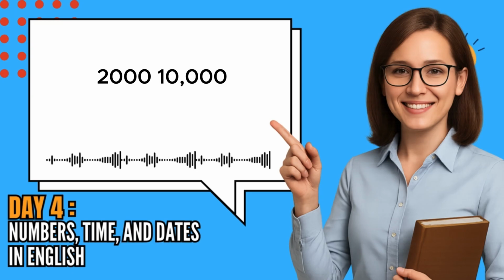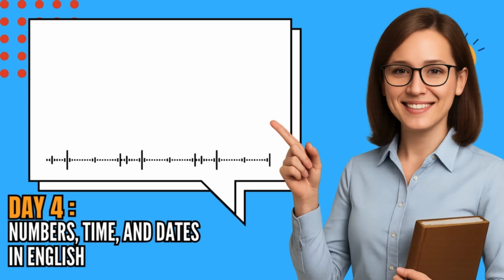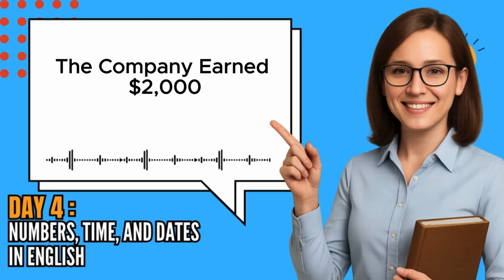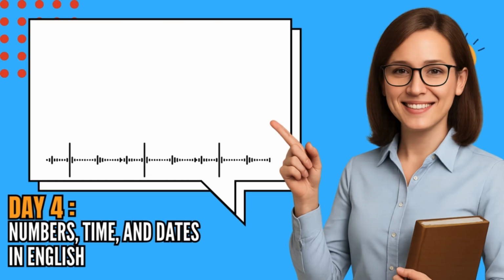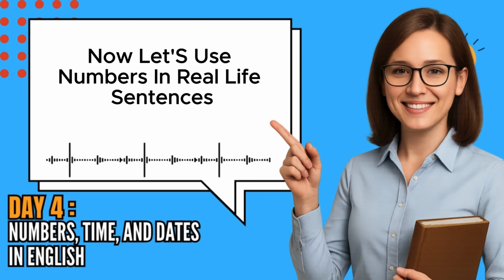Now let's practice big numbers. 1,000, 2,000, 10,000, 100,000, 1 million. Examples. My city has 1 million people. The company earned $2,000. The car costs $10,000. Now let's use numbers in real-life sentences.